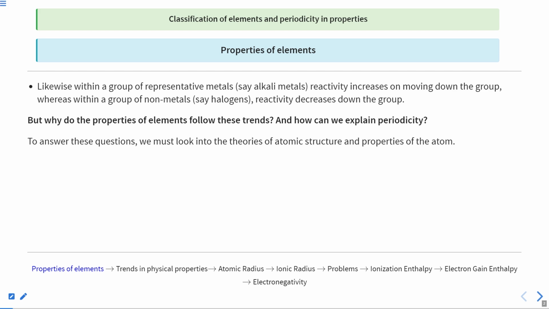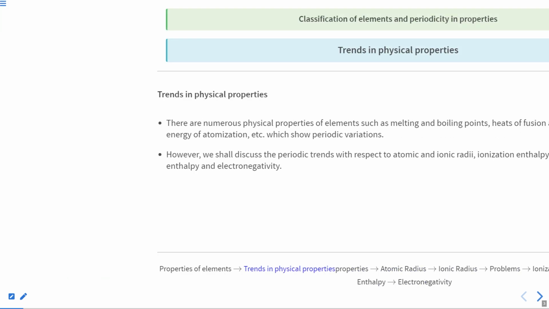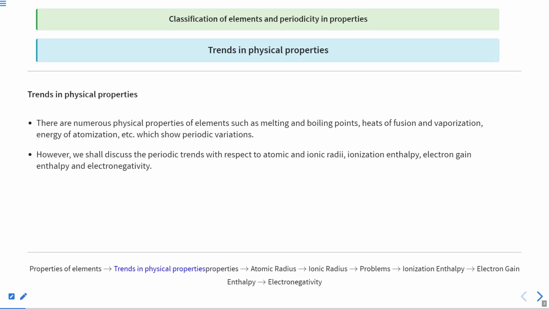But why do the properties of elements show this trend, and how can we explain this periodicity? To answer this question, we will look at some theories of atomic structure and properties of the atom. Clear? Now, trends in physical properties.